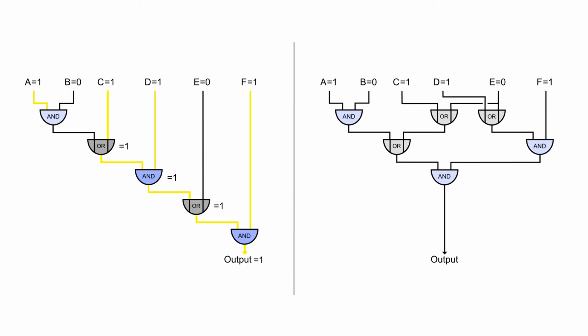Next, we will analyze the right circuit. Look at the gates directly behind the inputs. As the inputs at C and D are both 1, the first 2 OR gates will both yield 1, so the third will as well. As the input at F is also 1, the right AND gate yields 1 and thus also the final AND gate.